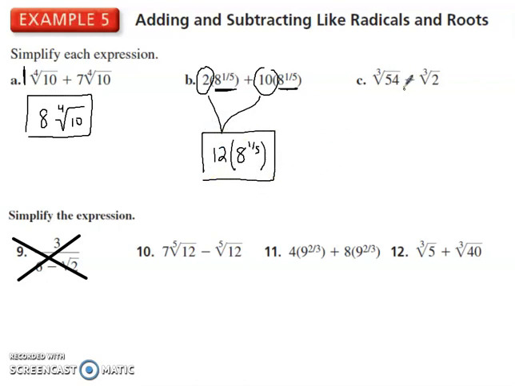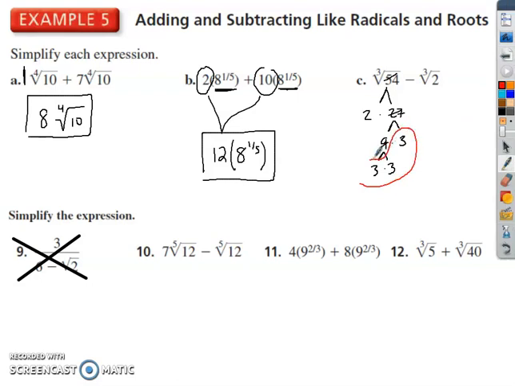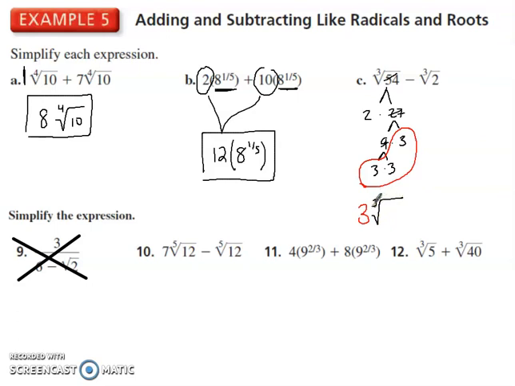C, the way it's written, I can't do anything, but maybe I can simplify. 2 times 27, 9 times 3, 3 times 3. I'm looking for groups of 3, and sure enough, there's a group of 3. So that gets to come out of the radical, but my 2 has to stay underneath, which actually works out nicely because now I have matching radicals. I have 3 of them, and I'm taking away 1 of them, leaving me with 2 of those cubed roots of 2. All right, take a moment, pause the video, and try these next few on your own.